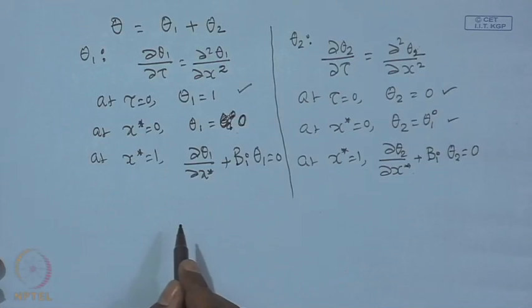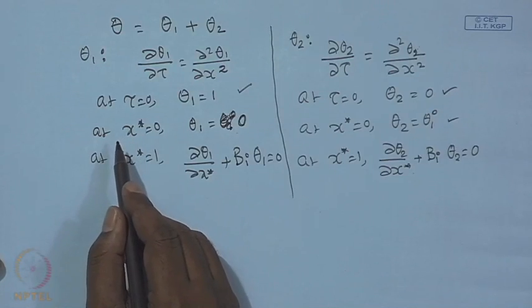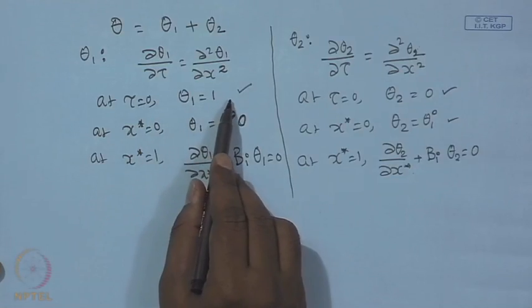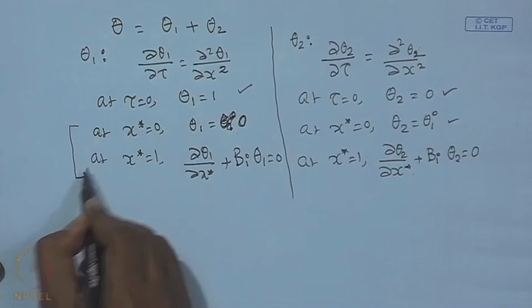Now, if you look into the problem of theta 1, it is a well posed problem, because it has a non-homogeneous initial condition and homogeneous boundary condition.